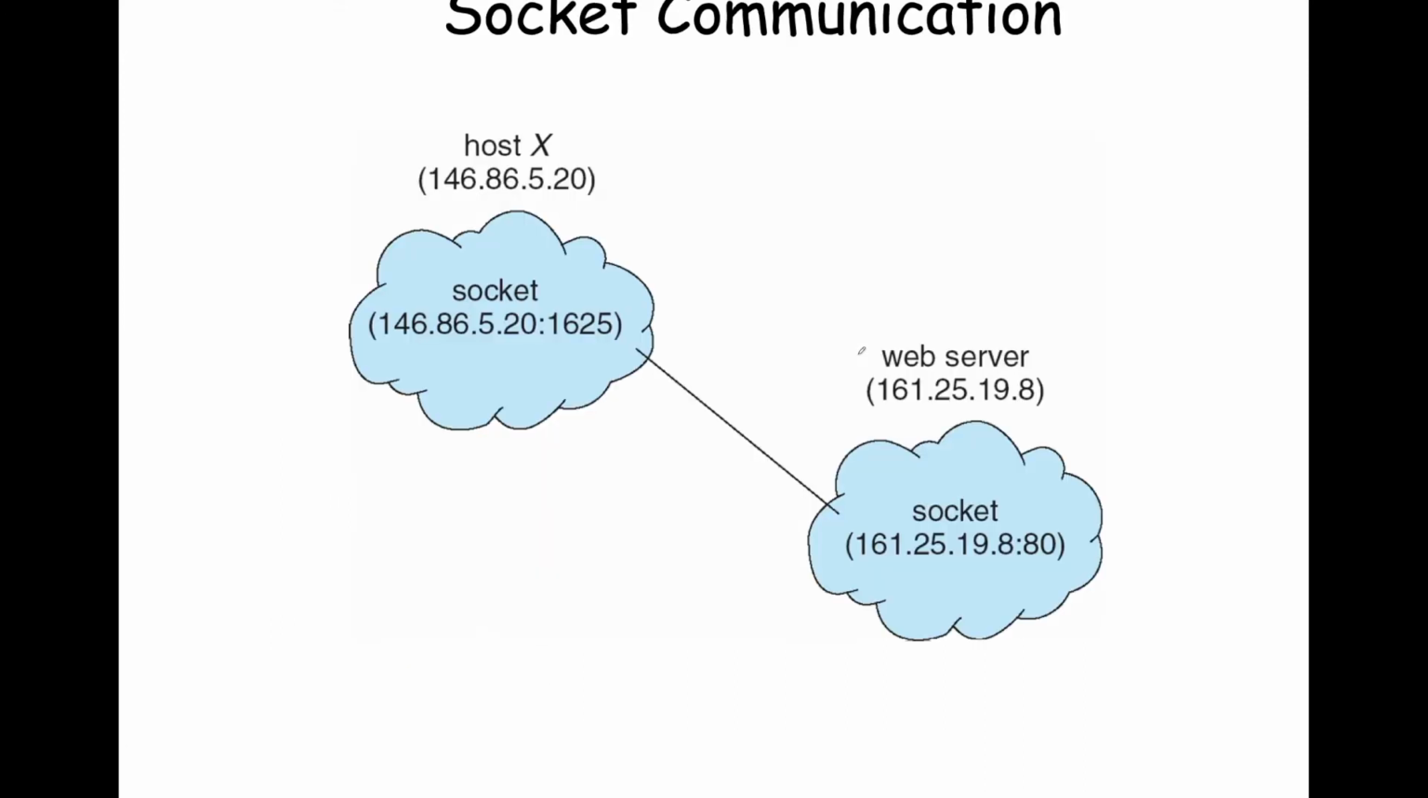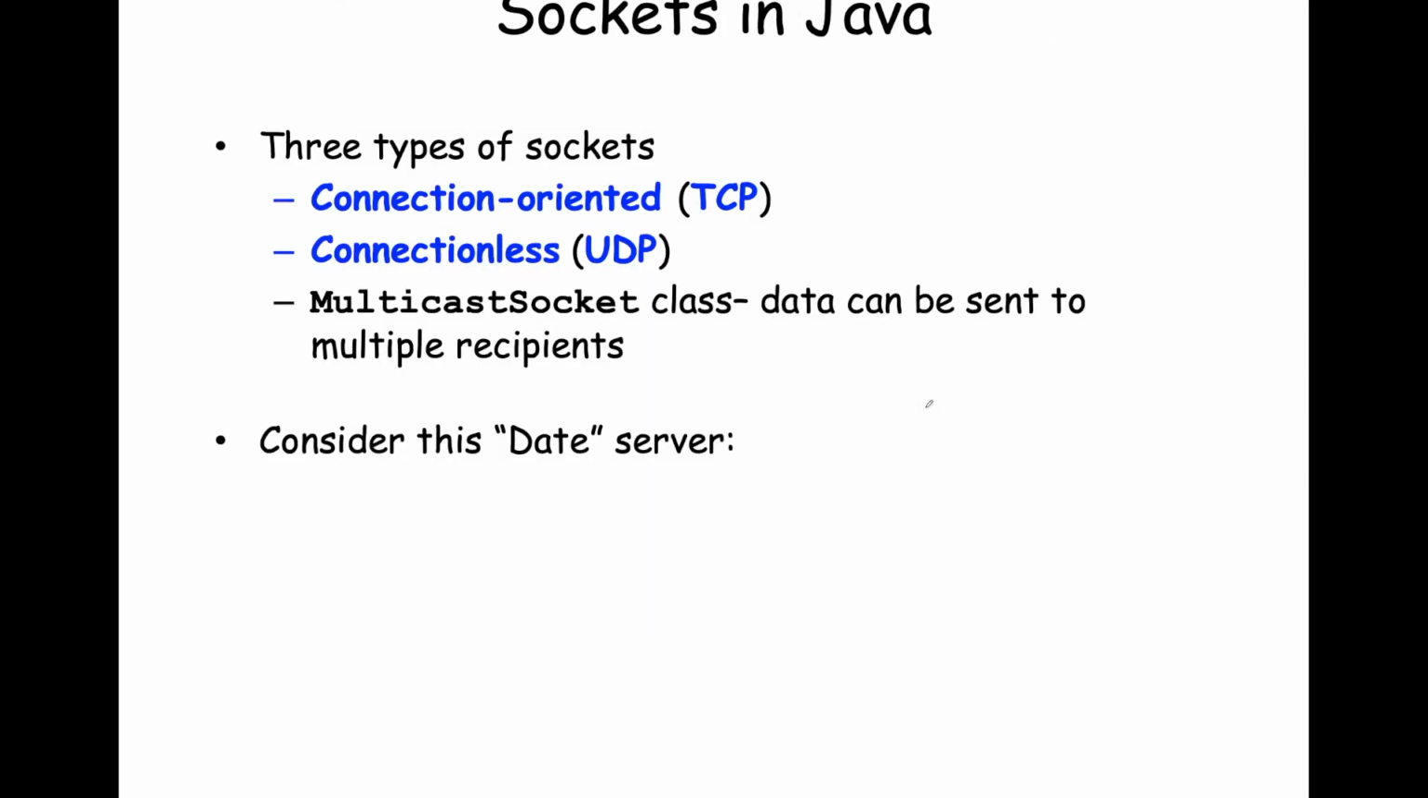All right, so when we have our socket communication, we have our socket, our tuple, consisting of the IP address, that's the IP portion, and the port number. So we're identifying some process running on this particular machine or host. We're calling this host X. And so that creates a channel of communication, and it's bidirectional, to another socket on, say, your web server. You notice here the port number is 80 on this other machine identified as 161.25.19.8.